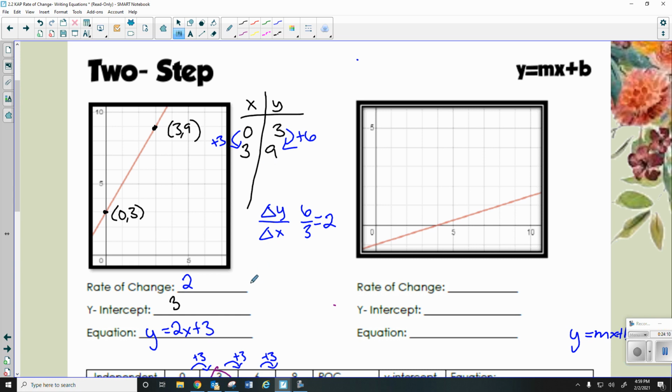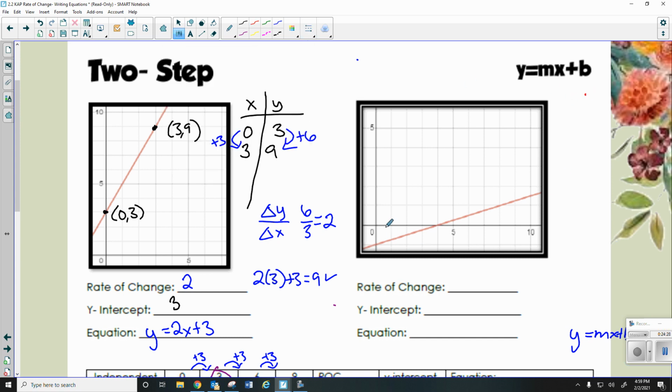Okay, plug in this number. Plug in 3, see if we get 9. 2 times 3, that would be 6, plus the 3. Does that give me 9? Sure does. Okay, again, do that last one, pause, and then play when you're ready.